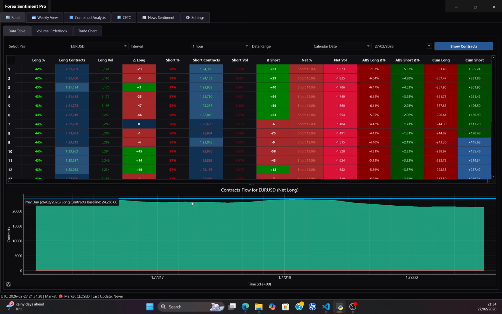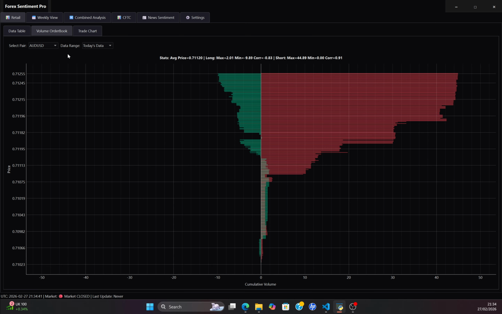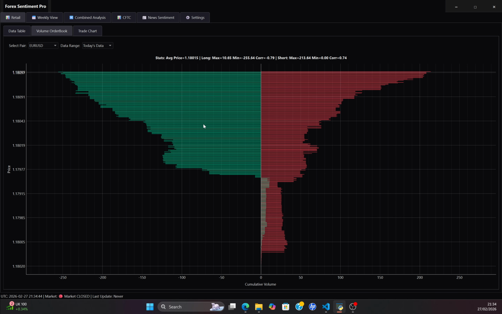The baseline is from the previous day's baseline. So this is their previous day average, and how they are playing with their positions opening today's market. The second tab, you have the volume order book, nothing changed, it's all the same. If we look at Euro USD, they are closing longs and opening short volumes on Friday.